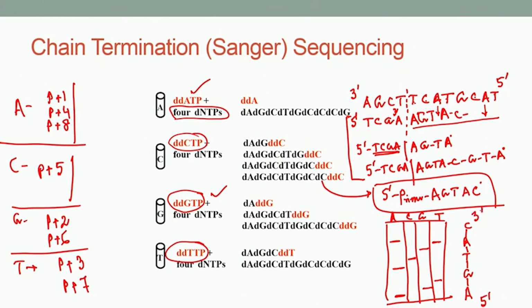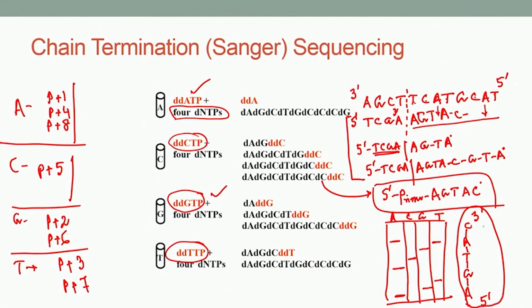So, basically reading the gel is very simple. Reading the gel is not a problem. You just see what the bands are, which is the fastest moving, that is the first base, then the second, then the third, then the fourth, then the fifth and sixth, seventh and so on. One important issue is that whatever sequence you get is the sequence of the complementary strand to your primary sequence.